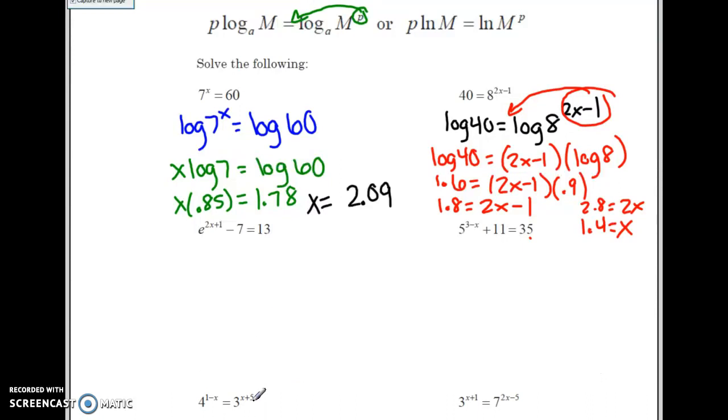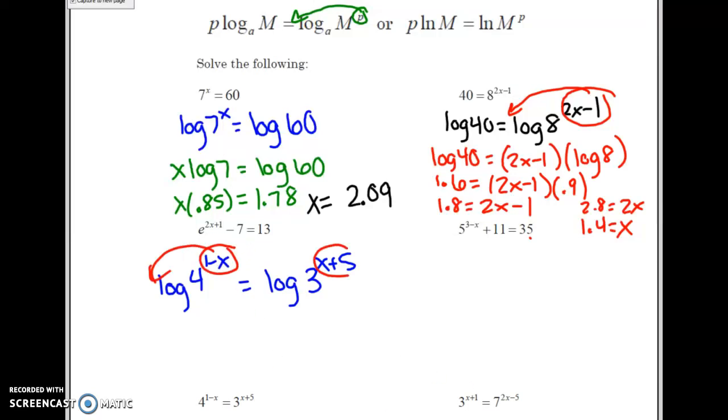Okay, so looking at this problem, I'm going to take the log of both sides. Log of 4 to the 1 minus x will equal log of 3 to the x plus 5. Now in this case, these are a little different. I'm going to have to move 2 exponents down. So this is going to become (1 minus x) log 4 equals (x plus 5) log 3.